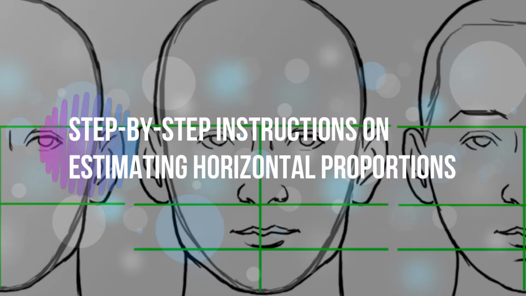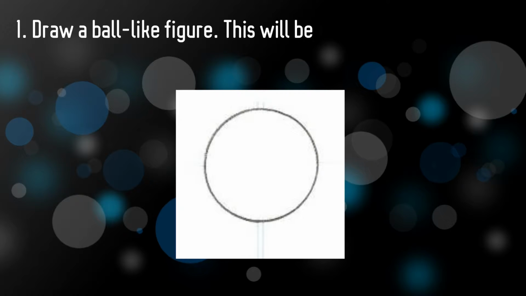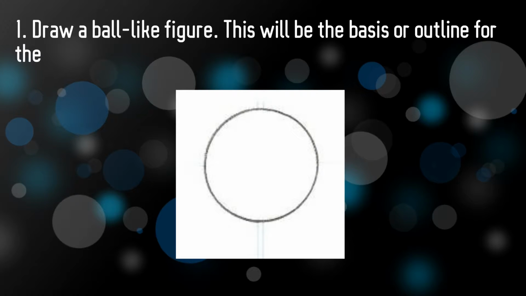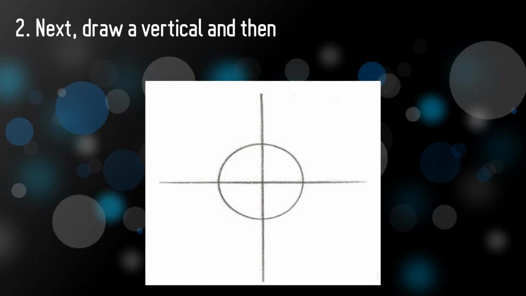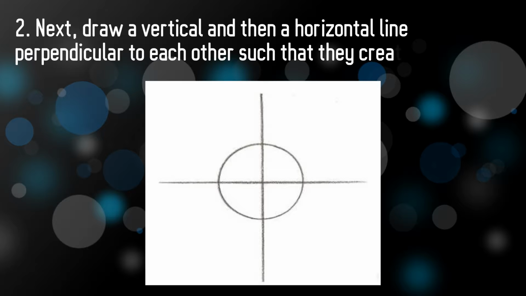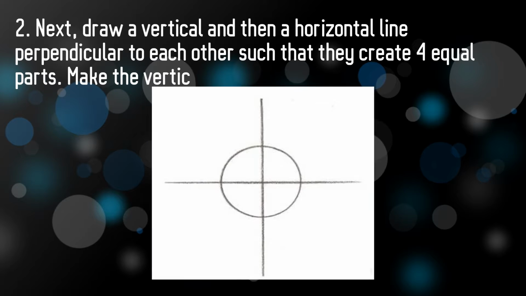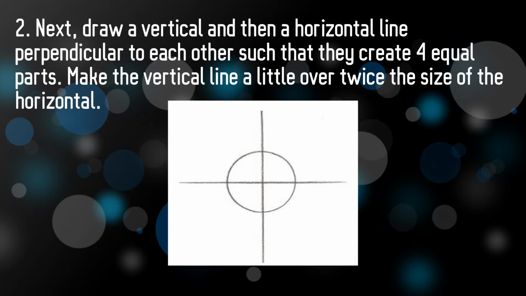Step-by-step instructions on estimating horizontal proportions. Draw a ball-like figure. This will be the basis or outline for the top part of the head. Next, draw a vertical and then a horizontal line perpendicular to each other such that they create 4 equal parts within the ball. Make the vertical line a little over twice the size of the horizontal.